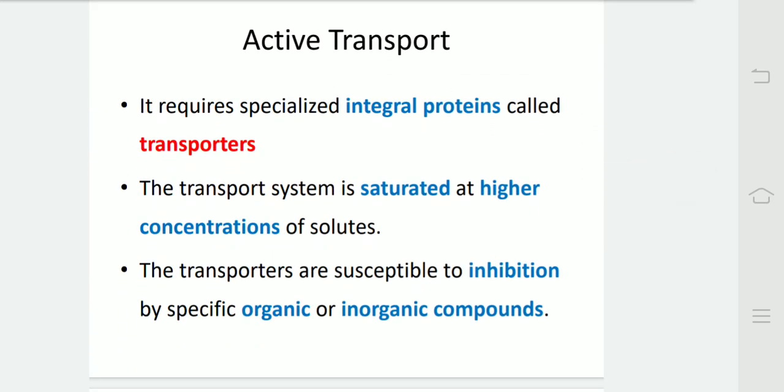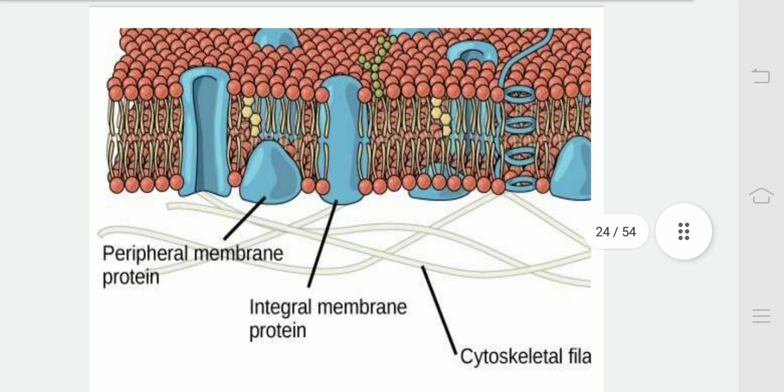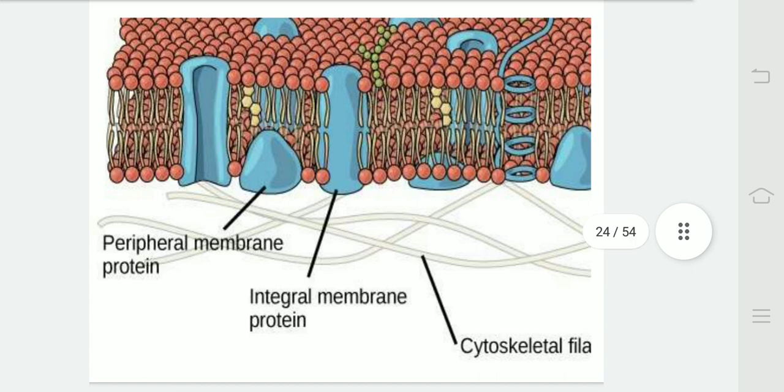It requires specialized integral proteins called transporters. The transport system is saturated at higher concentrations of solutes. The transporters are susceptible to inhibition by specific organic or inorganic compounds. In this diagram, we can see an integral membrane protein.